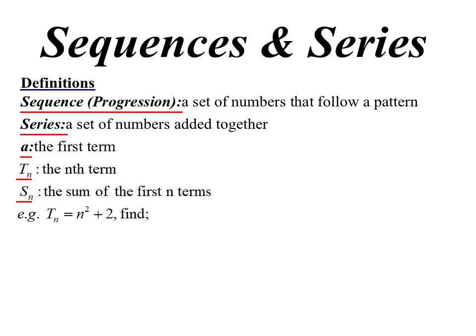So an example, here's a formula to work out our pattern. It's telling me I can work out any term by getting n squared plus 2. So if I had to find the fifth term, it's just a substitution question. 5 squared plus 2, 27 we get.